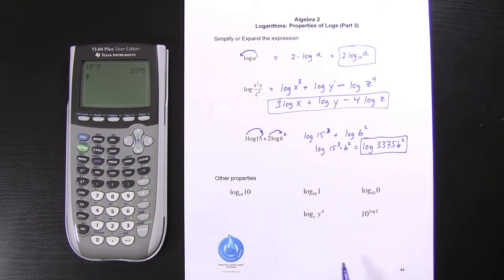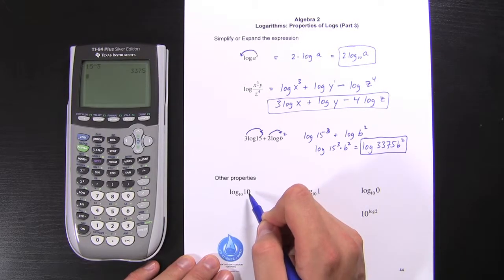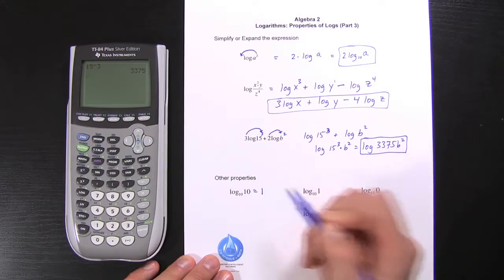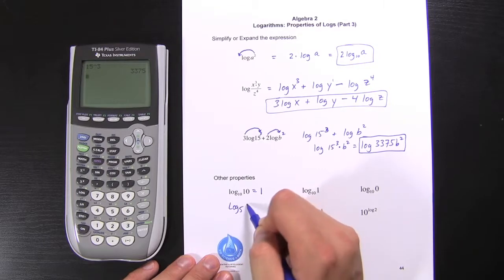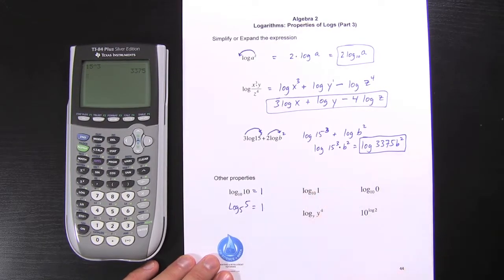Now there are some other properties that you see down here, and I'm going to run through these really quickly, but basically these are properties that I want you to memorize. When the bases are the same, then the value of this is equal to 1. All right, no matter what the value is. If this was like log of 5 to the base 5, that would also be equal to 1. Okay, it's the same thing. So keep that in mind.